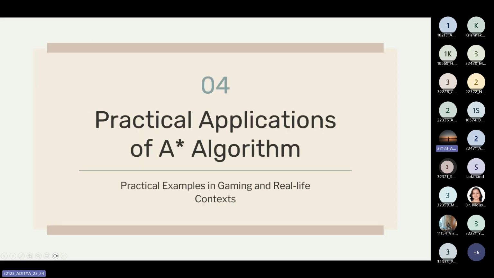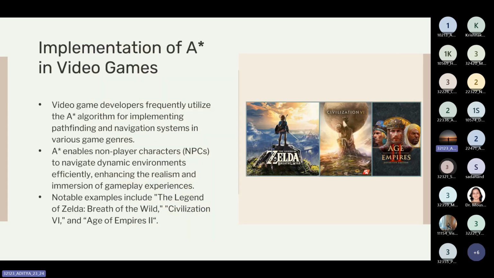So next we'll look at the practical applications of the A-star algorithm. As I mentioned before, the A-star algorithm is implemented in video games a lot, and it is one of the most popular algorithms for pathfinding in single-player games as well as multiplayer games with non-playable characters. In video games, developers frequently utilize the A-star algorithm for implementing pathfinding and navigation systems in various game genres.